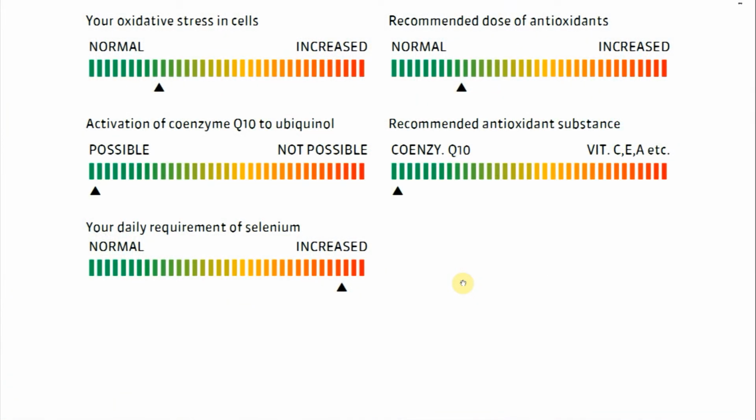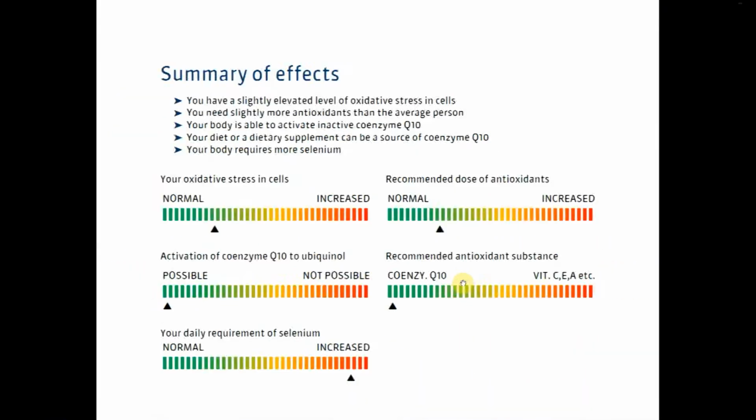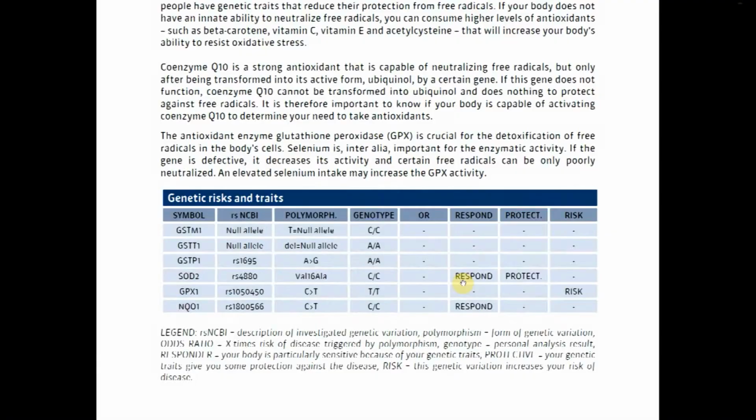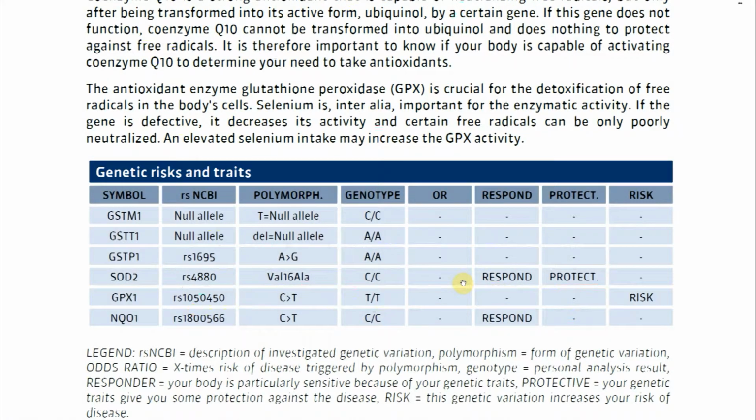Selenium is a trace element that is contained within food. And there is a gene, the GPX1 gene. Actually, let me scroll up here and show you this gene. The GPX1 gene is this one here. This gene protects you from free radicals as well. And it works like this.